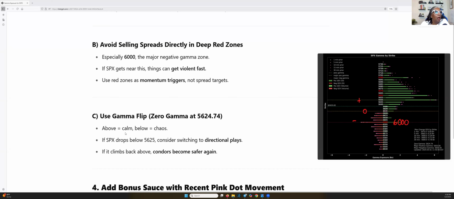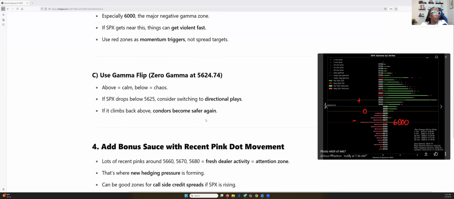Above is calm, below is chaos at the zero. The gamma flip is the zero. Above it is calm, below it is chaos. If SPX drops below 5625, then consider switching to directional plays. If it goes below the zero, then we're looking at more directional, what for us will be called credit spreads, because we're down here in the red zone. If it climbs back above it, then condors become safe again. Which means then you can put your put credit spread on after it climbs back up here.